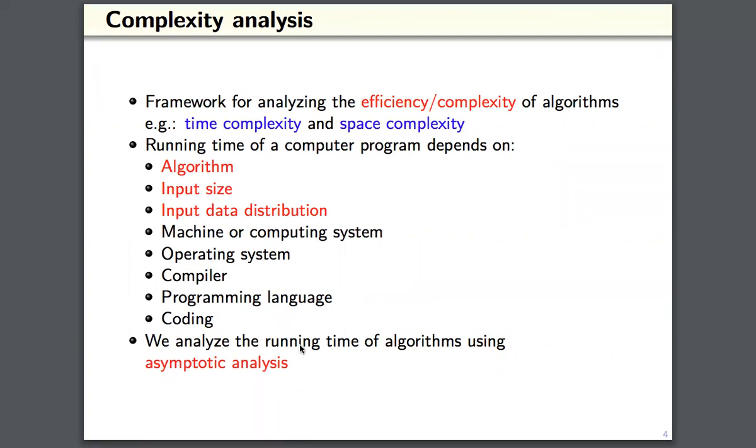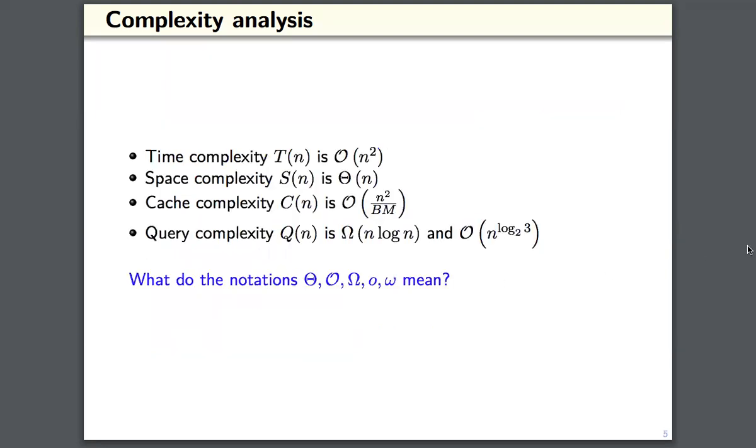So all these things. Anyway, now we will not care about all these other parameters like machine, operating system, compiler, programming language, coding, anything. We will just focus on the algorithm, the input size of it, and input data distribution. That's it, nothing else, right? No other parameters. So this we call asymptotic analysis or complexity analysis in general.